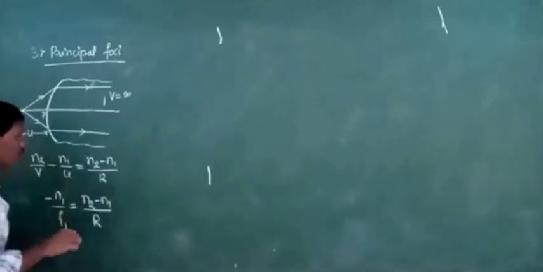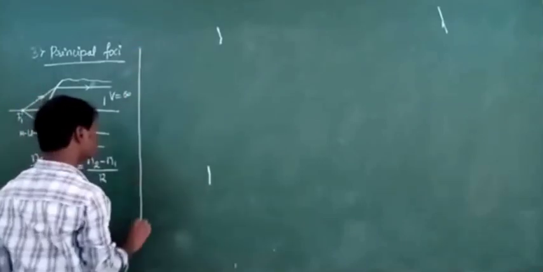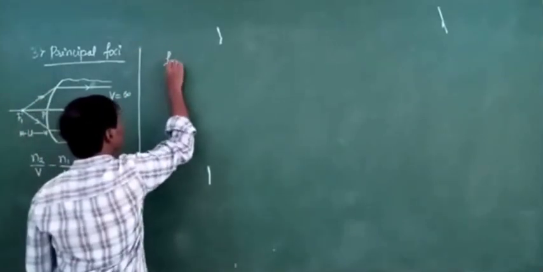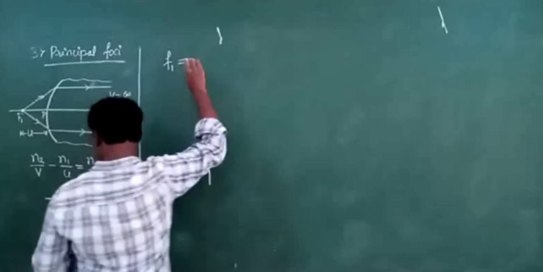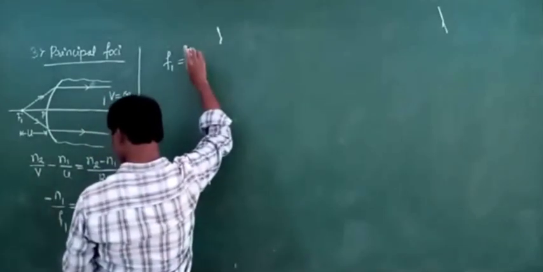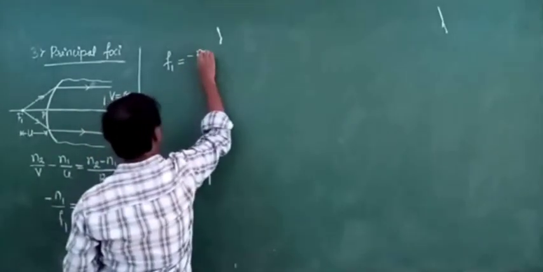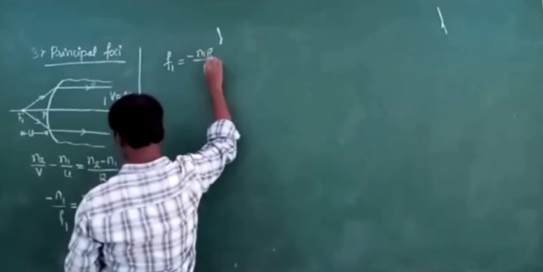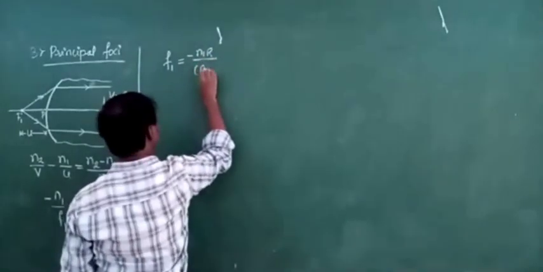Then f1 is equal to, what about f1? f1 is the first principal focus. f1 is equal to minus n1 into r divided by (n2 minus n1).